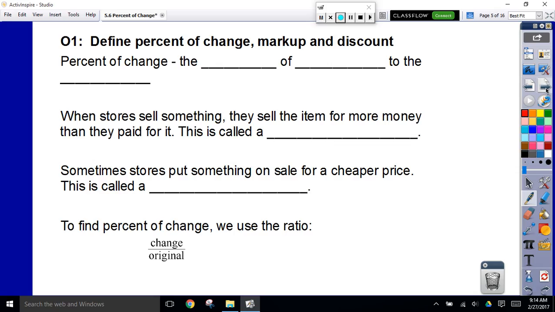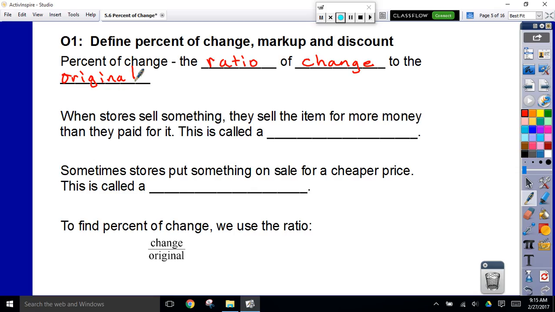Percent of change is the ratio of the change to the original. So you can see I have this ratio written at the bottom of the slide, ratio of change to original. So change over original, which means change divided by original. Okay, these are the other words that you need to know.